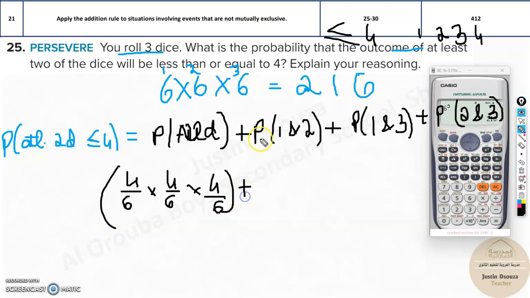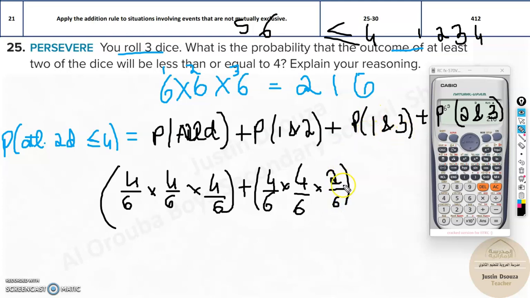Plus, what does it mean to have probability of 1 and 2 dice less than or equal to 4? That means first die will have probability 4 by 6 multiplied with second die also having 4 by 6. Now, what about the third die? It won't be less than or equal to 4. So what are the other two options? 5 and 6, isn't it? So it is 2 by 6 over here.